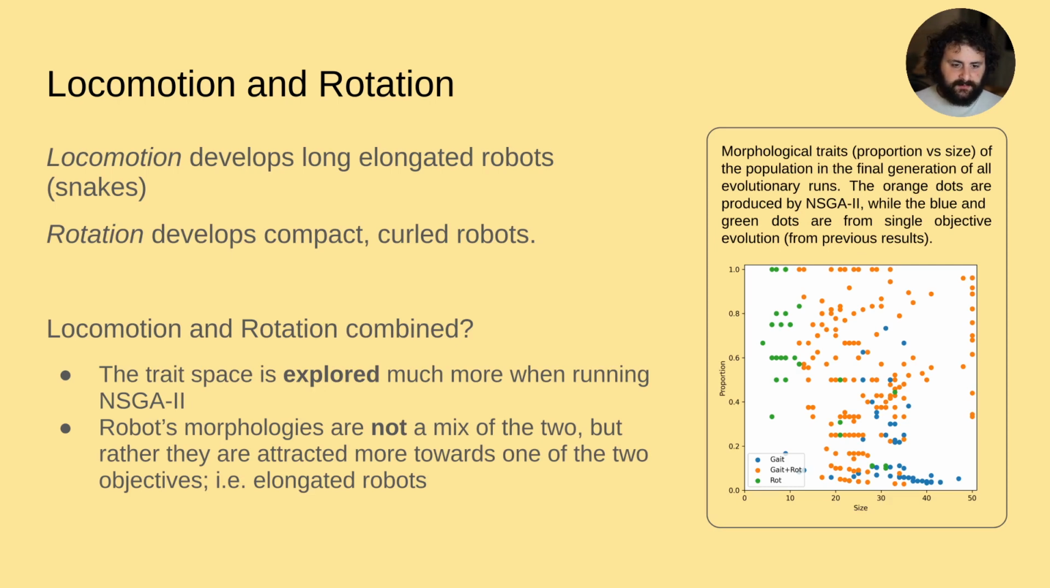You have robots that are very long for locomotion and robots that are very compact for rotation. And when you do NSGA2, you tend to have many different robots. But what's most surprising is that our general robots are not really in between the two, but they tend to be more similar to locomotion robots.